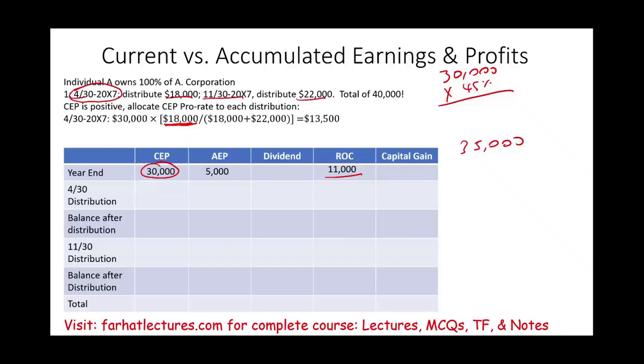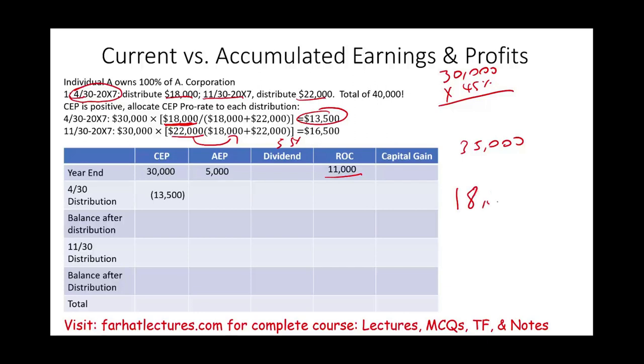Why? Because we assume that we earned 45% of CEP based on the pro rata distribution: 18 out of 40, which is 45%, was distributed from CEP. And the other payment, the distribution of 22,000, 22 out of the 40, is a ratio of 55%. So simply put, 13,500 is taken out of CEP for the first distribution. The first distribution was 18,000, distributed at the end of April.